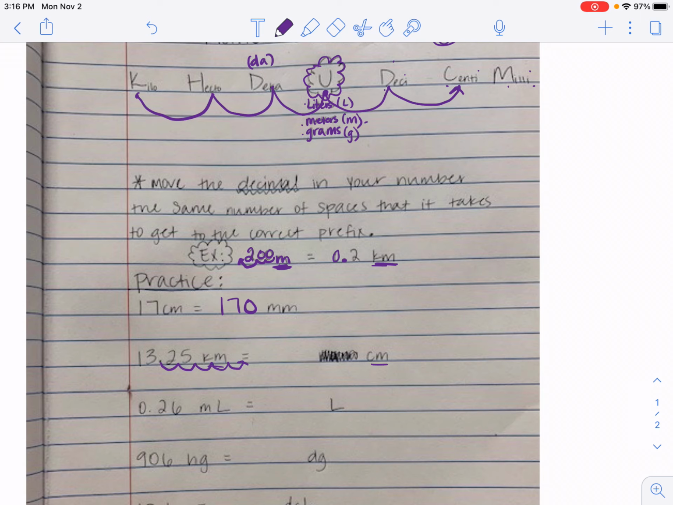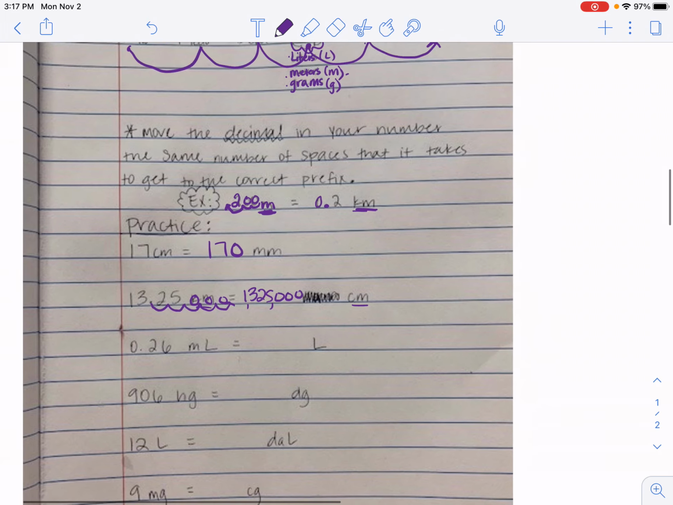Whoa. So I have to fill in a 0 in all of these empty little baskets right here. Okay. So it becomes 1, 3, 2, 5. And then I had to add 3 zeros. So my commas can go right there. Okay. So I went from kilometers to centimeters and it was 1,325,000 centimeters. Whoa. All right, next we have milliliters to liters.